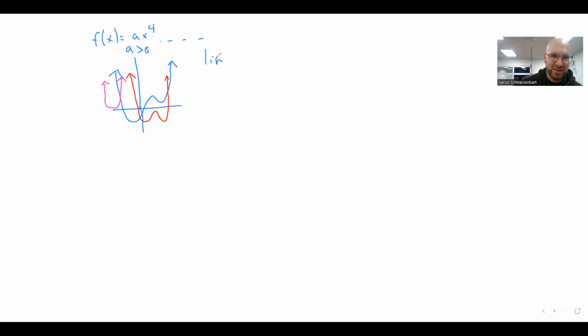My end behavior on this quartic, both of them are going up. So as limit as x approaches negative infinity of my quartic is infinity. And as it approaches positive infinity, it's still infinity.